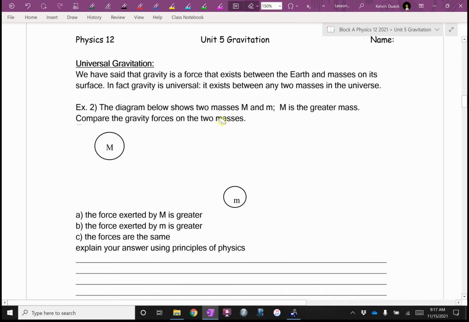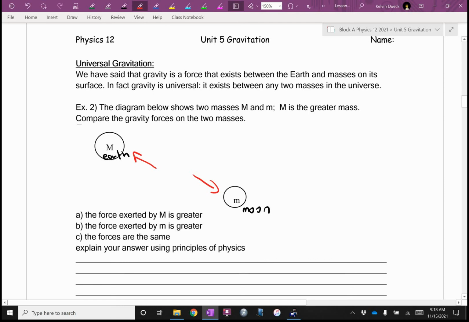The diagram below shows two masses, big M and little m. Big M is the bigger mass. You know what? Let's make this Earth, and let's make this Moon. Compare the gravity forces on the two masses. So they definitely are attracting each other. Sorry, I drew those backwards. Earth would be pulling that way, Moon would be pulling that way. Which of the following is correct? A, the force exerted by the Earth is larger? B, the force exerted by the Moon is larger? Or C, they're the same?